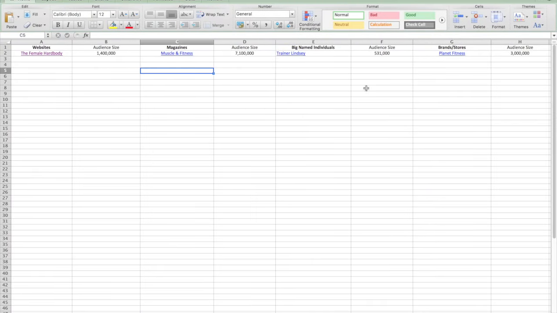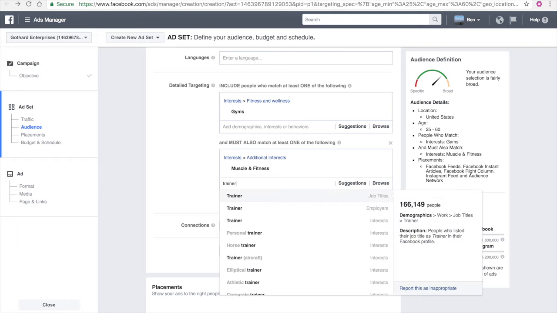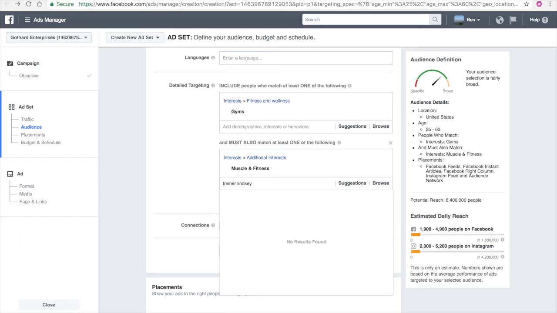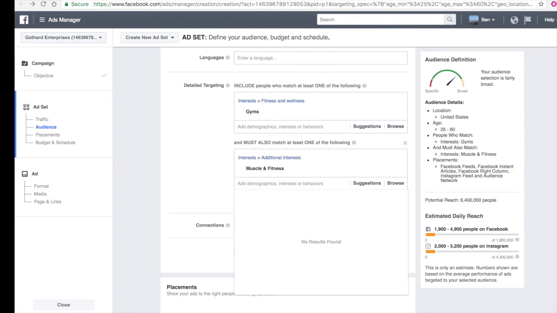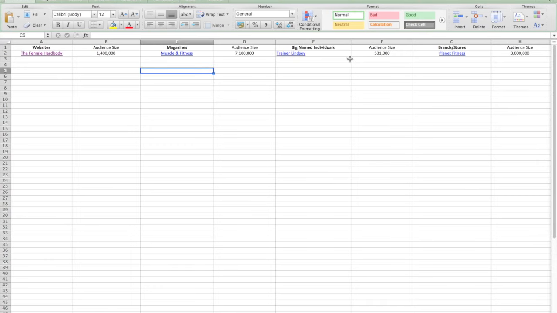Okay, so we have a magazine. Let's add in our trainer Lindsay. Let's see if Trainer Lindsay's there. Again, see, we couldn't even find her. So when you're doing this, you're just going to have to accept the fact that Facebook's not going to allow you to target every page, and you're going to have to pick and choose your battles. I wouldn't spend too much time worrying about it. Just find more people or brands or magazines or websites to target, and you can get around the fact that not all of them are available to target.